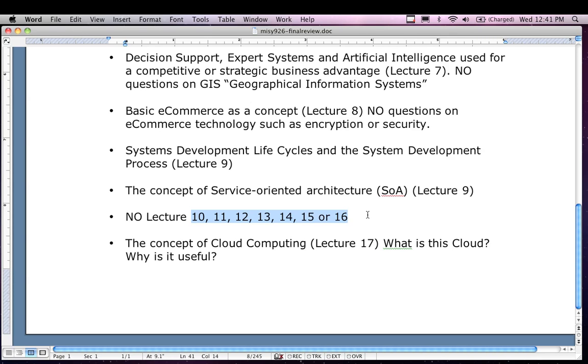The first page is really easy, actually. The first page is all multiple choice. Page number 2 is pretty straightforward, too. And this is a very fair exam. The Porter's competitive forces model works with questions on that one.